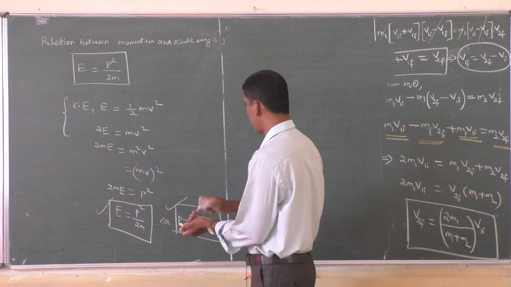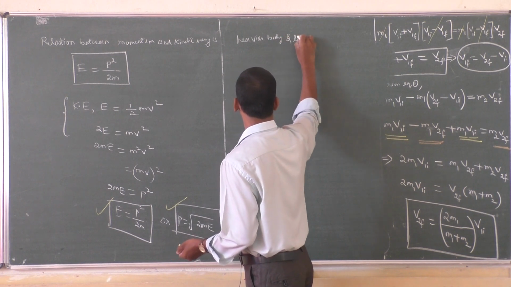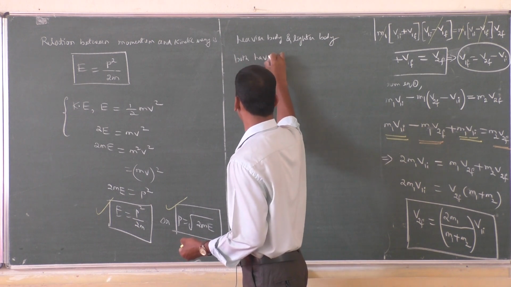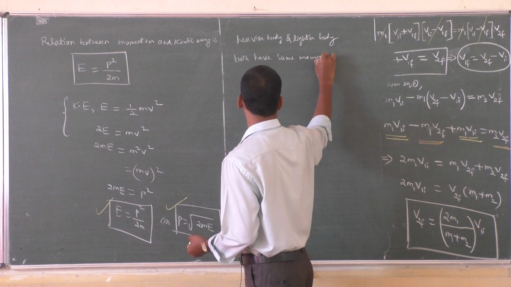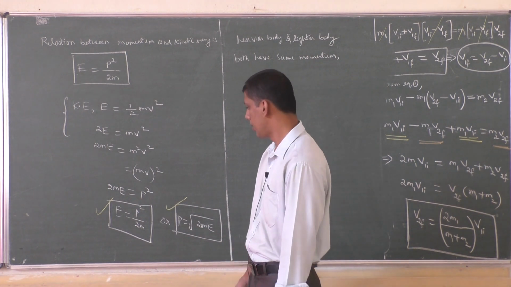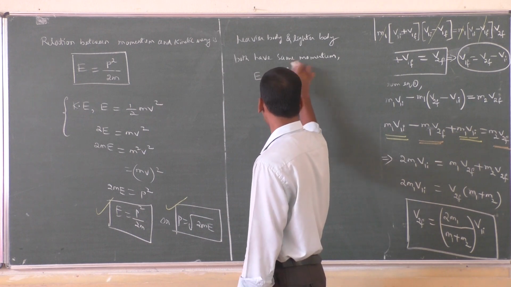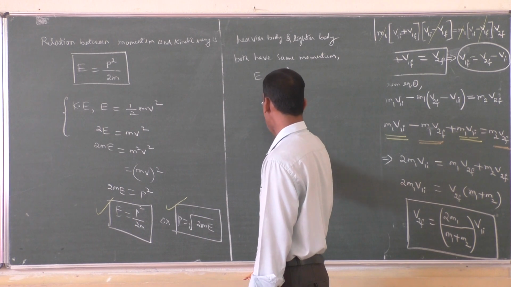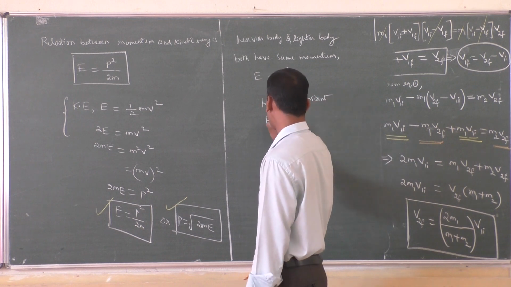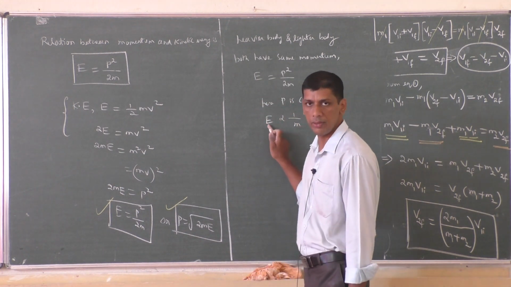I will write it here. We have two types of body, one is a heavier body and another is a lighter body. Both have the same momentum. If both the bodies have the same momentum, then which one will have more kinetic energy? By using this equation, E is equal to p square by 2m, the momentum is the same for both, so p is constant, it is a constant term. Therefore the kinetic energy is decided by the mass of the body. So E is inversely proportional to the mass. If the mass is more, then the kinetic energy will be less.